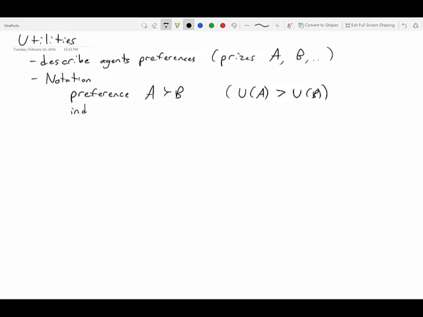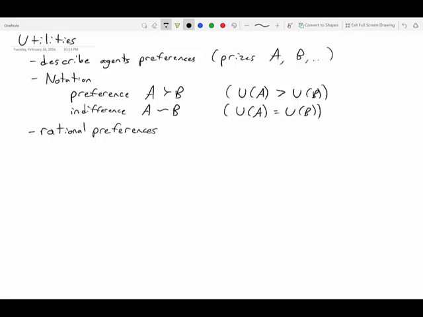Then we also have indifference. We say that A is indifferent to B, and that's written with a tilde, A ~ B. What does this mean? This means that the utility of A is equal to the utility of B. Okay, so now we can define a whole bunch of relationships, and we care about rational preferences. So what are rational preferences?